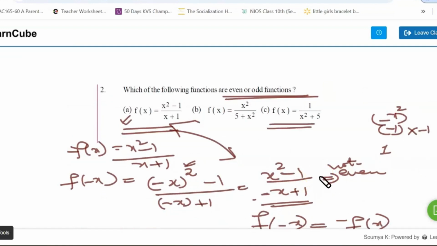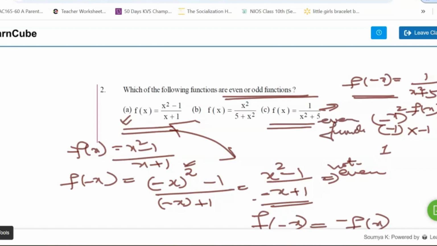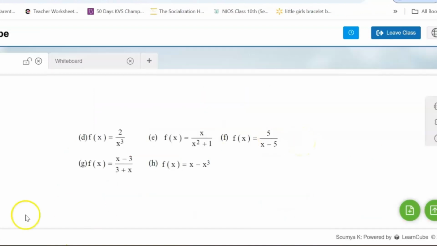x square plus 5. In this case, let's check the same way how you do. So for even, f of minus x is 1 by x square plus 5. In this case, you will be getting the value as the same as your f of x. Okay, f of minus x equal to f of x, so this is an even function. Even function. This is the E question.